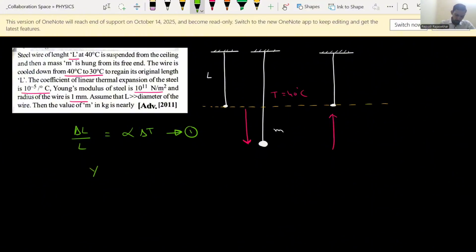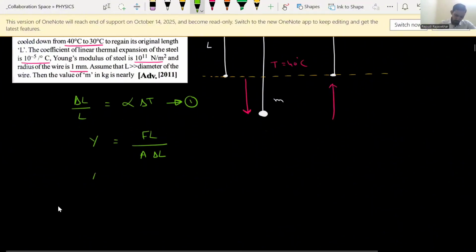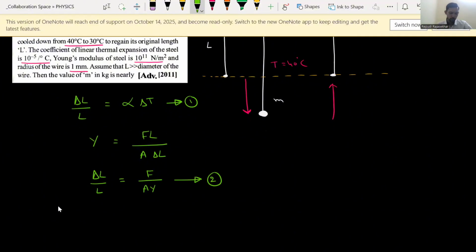Now Young's modulus Y can be written as FL divided by A into delta L. Hope you remember this equation discussed in mechanical properties of solids. So from this equation we can again write delta L by L as F divided by A into Y, F divided by AY. Let us take this as equation number 2. If you compare equation 1 and equation 2, the LHS are the same, the change in length by original length. If the LHS are the same, we can equate the RHS values. Therefore, F divided by AY equals alpha delta T.